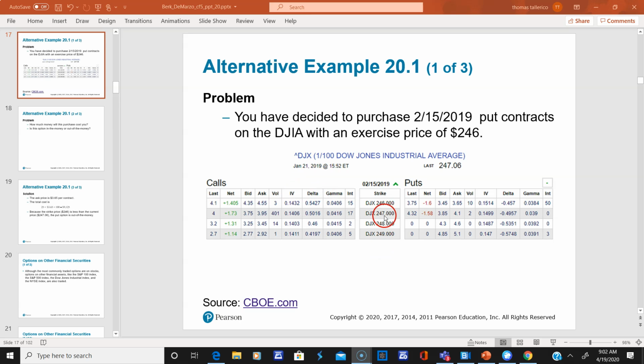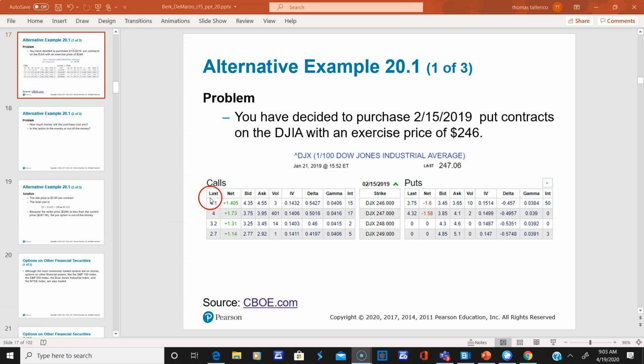So here's the different strikes. Here's the actual last closing price. All right, it was 24,706. So you can see you're basically in the money here. Over here you're out of the money, right? Because your strike price is here, and this was the last value of the Dow.